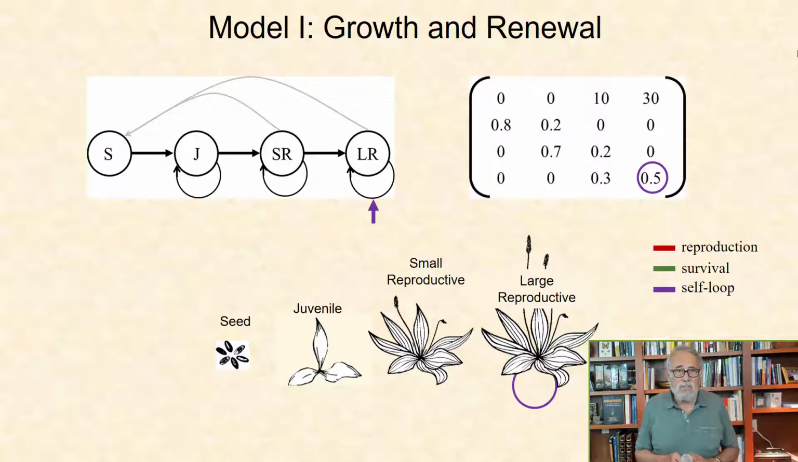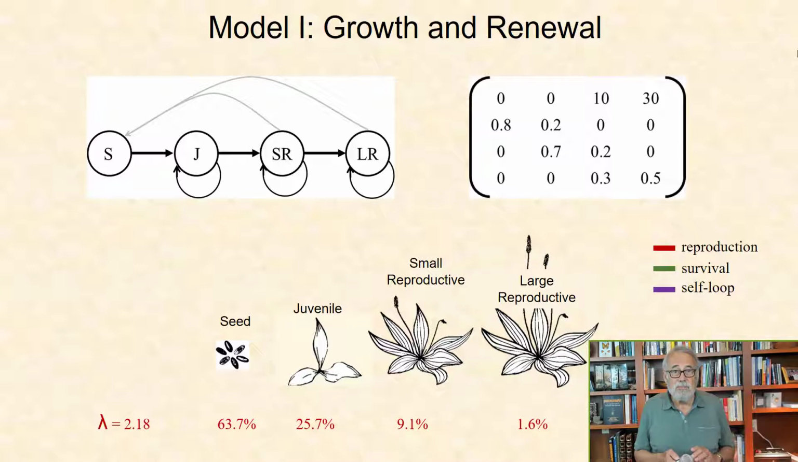With the values specified in this matrix for Model 1, the growth rate of this population is 2.18, and the stable stage distribution is 63.7, 25.7, 9.1, and 1.6% for the seed, juvenile, small reproductive, and large reproductive classes respectively.